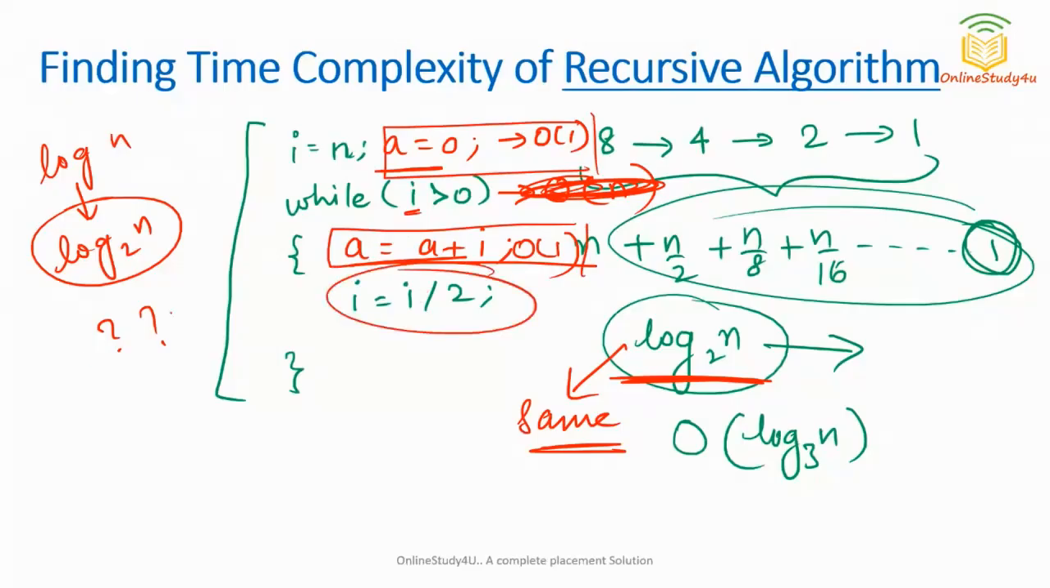So yes, with this we end this class. Actually we have three methods. One is the back substitution method. One is the recurrence tree method, I think its name is. Another is the master theorem. But I have shown you the back substitution method only because it is the easiest method. And the other two methods are for subjective purposes. I will give you the link. You can check that out.